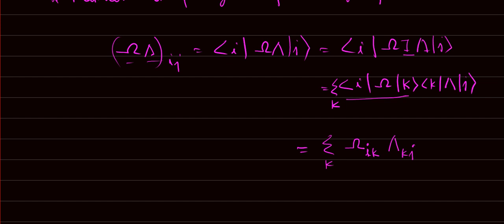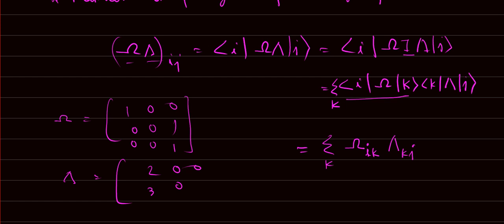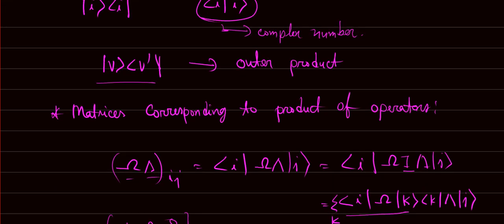So basically they are telling us that if we have an operator like this, let's say 1 0 0, 0 0 1, 0 0 1, and another operator that is 2 0 0, 3 0 4, 1 0 5 6, the product of them will be the product of these two matrices. So these are the matrices corresponding to product of operators.